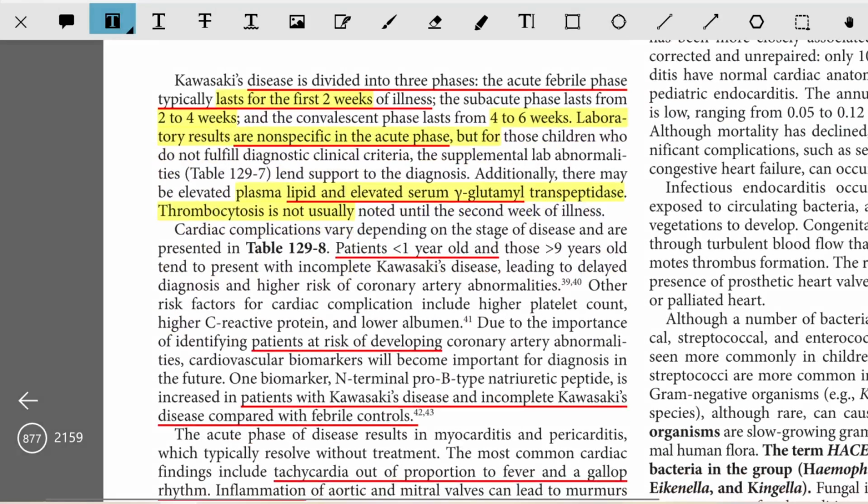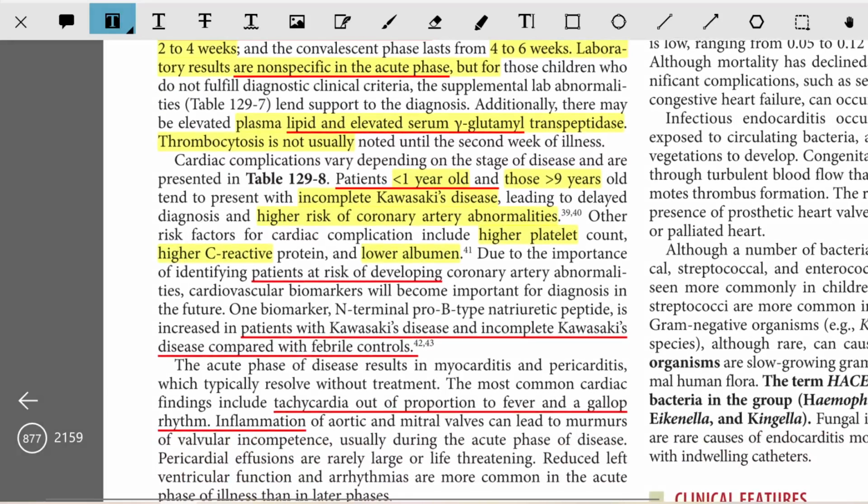Patients less than 1 year old and those more than 9 years old tend to present with incomplete Kawasaki's disease, leading to delayed diagnosis and higher risk of coronary artery abnormalities. Other risk factors include higher platelet counts, higher CRP, and lower albumin.